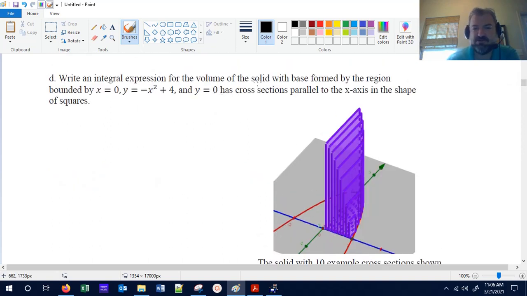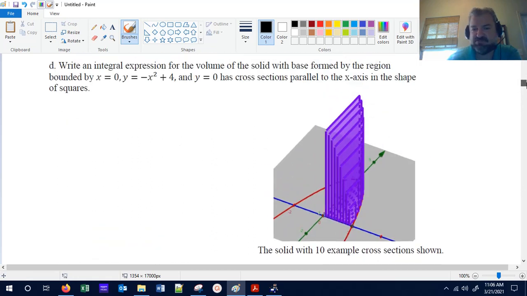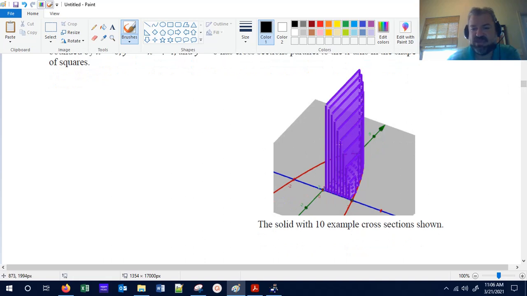So that being said, let's write an integral expression for the volume of the solid with the base formed by the region bounded by x equals 0, y equals 0, and y equals negative x squared minus 4. It has cross sections parallel to the x-axis in the shape of squares. Using the Geogebra application, I was able to create just a couple of examples. Here's that with 10 cross sections, but we're going to do it with an infinite number of infinitely thin ones.